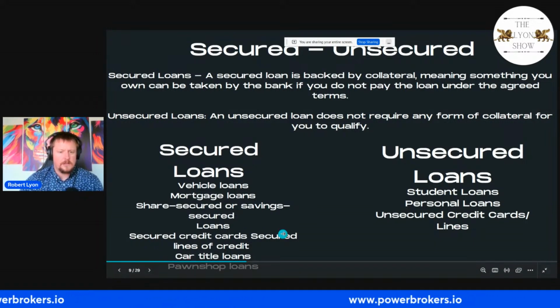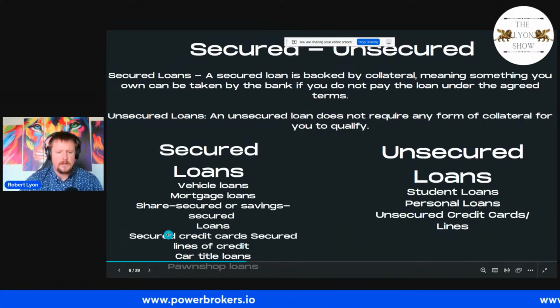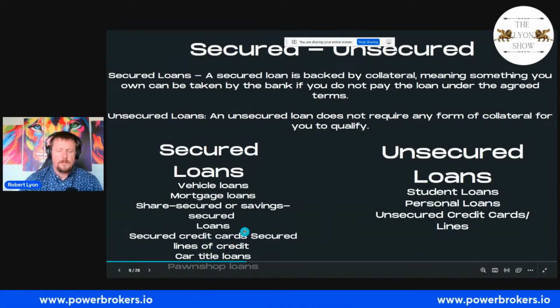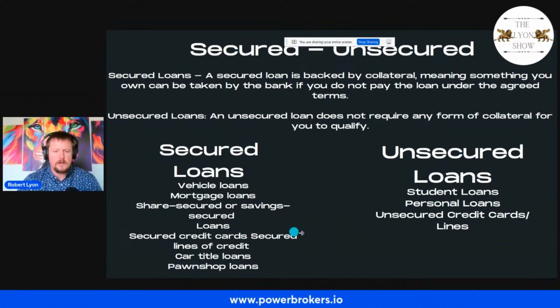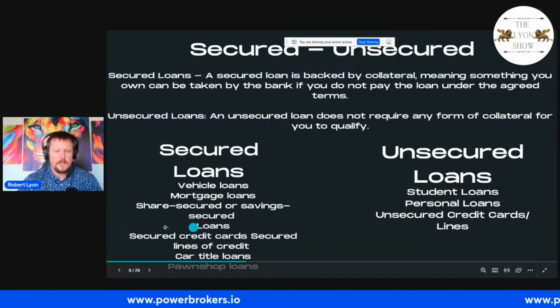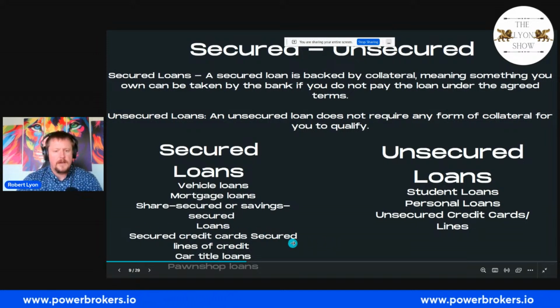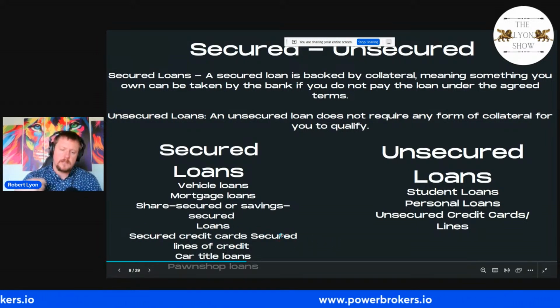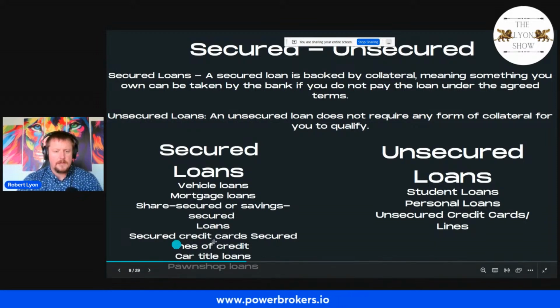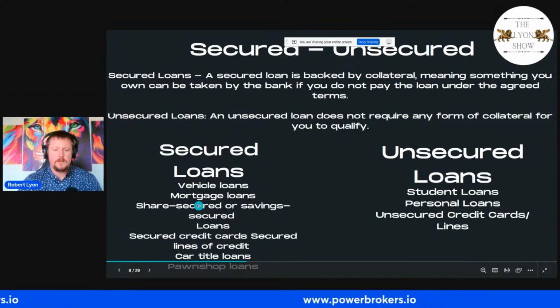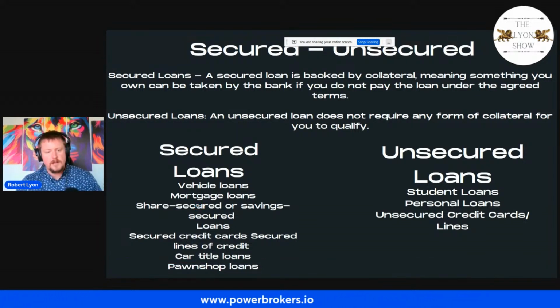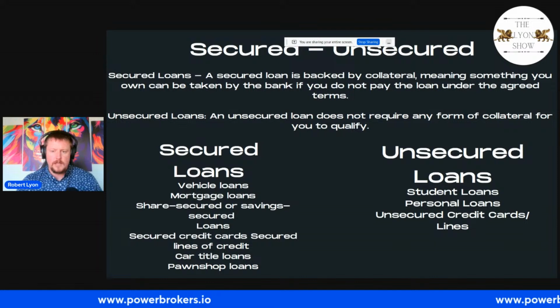Same thing with a secured line of credit, meaning you basically have money inside your bank, and you're going to put money on the card to buy with it, right? So when you're starting your business, your credit card journey, you want to get a lot of secured credit cards, where you put the money on the credit card and then you use it as a typical credit card. Same thing with lines of credit, car title loans, basically using the car as collateral, and then pawn shop loans at the bottom, where you drop something off at the pawn shop, they use that as collateral, and then they loan you the money, right?